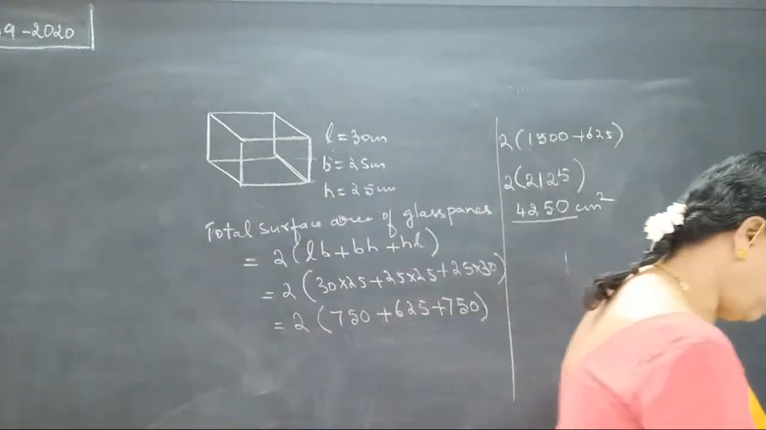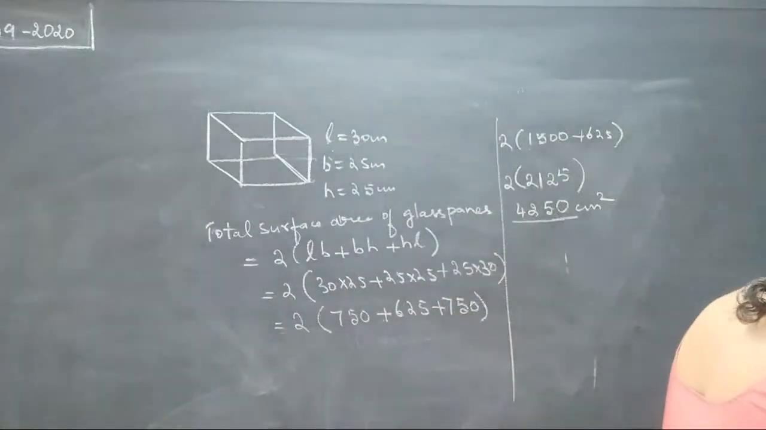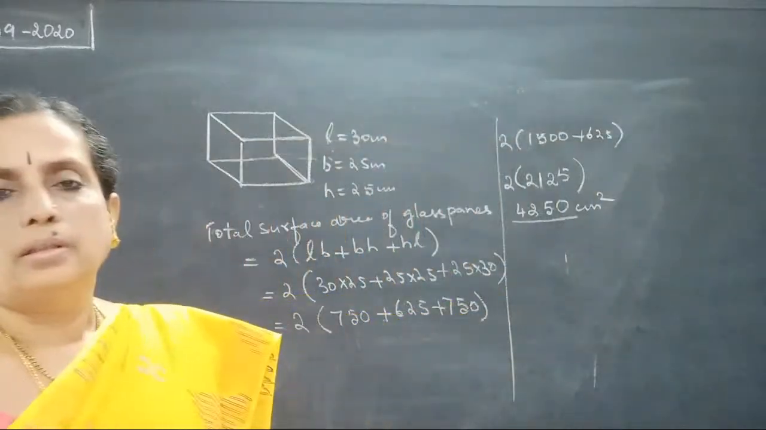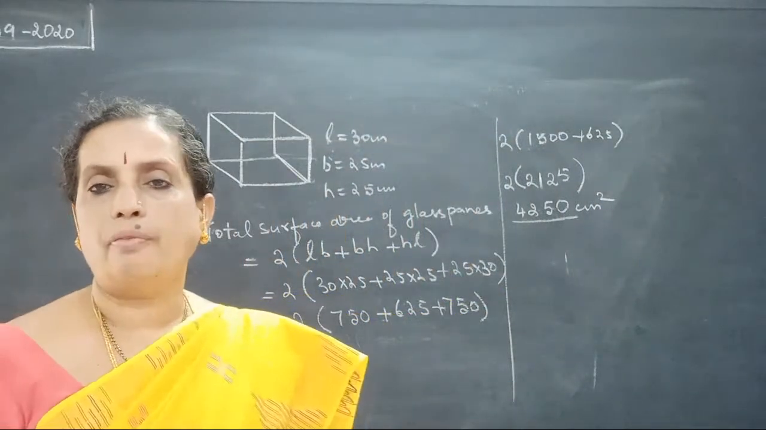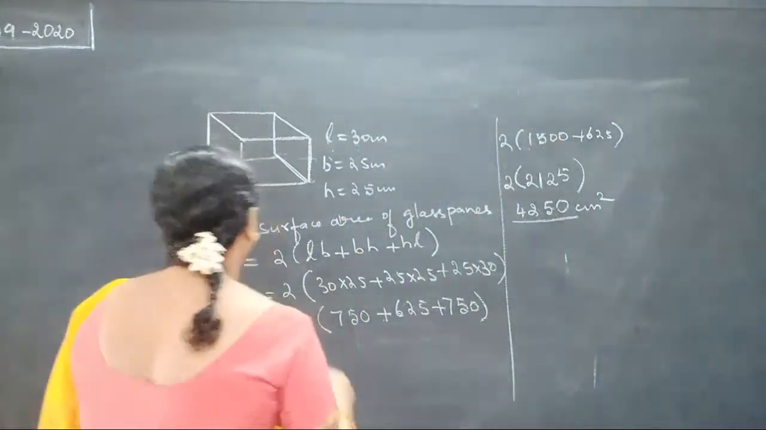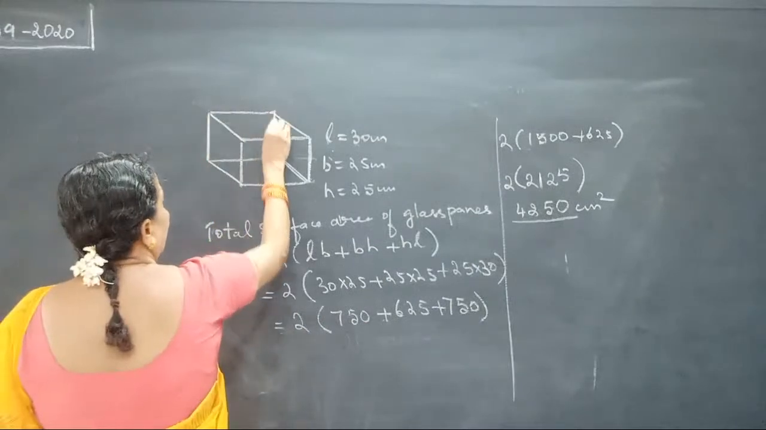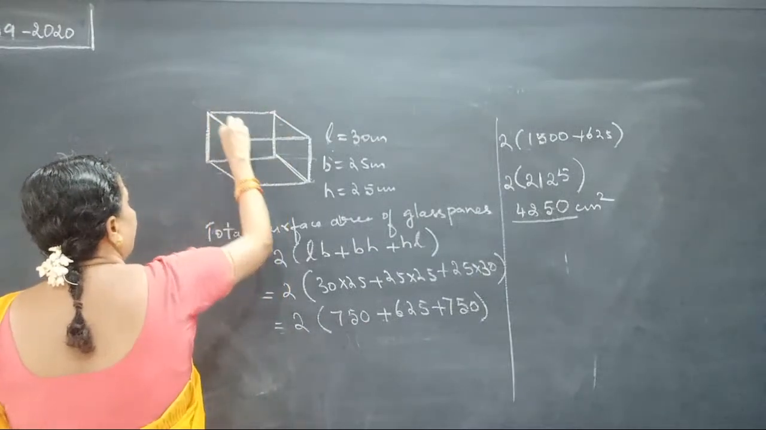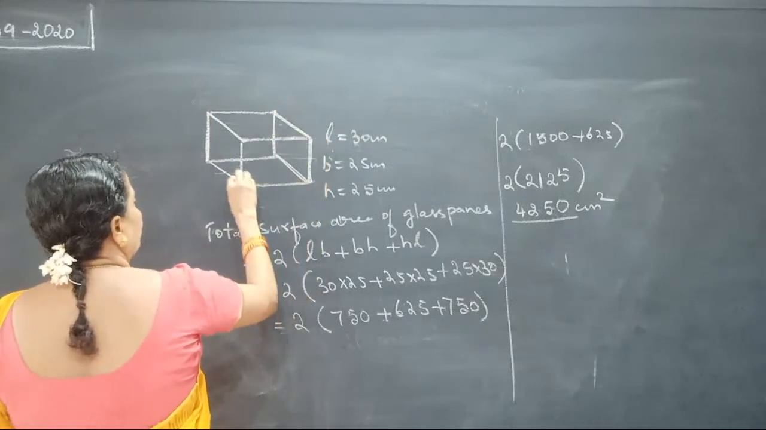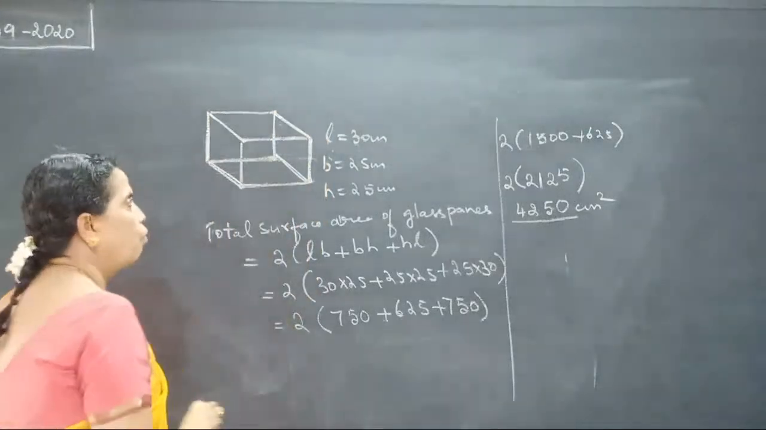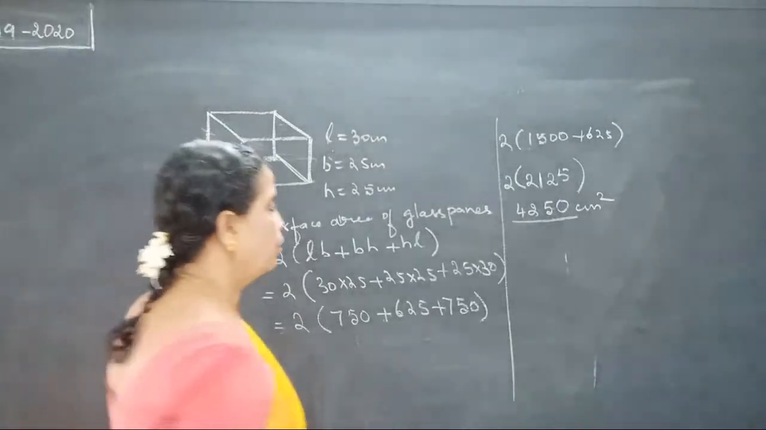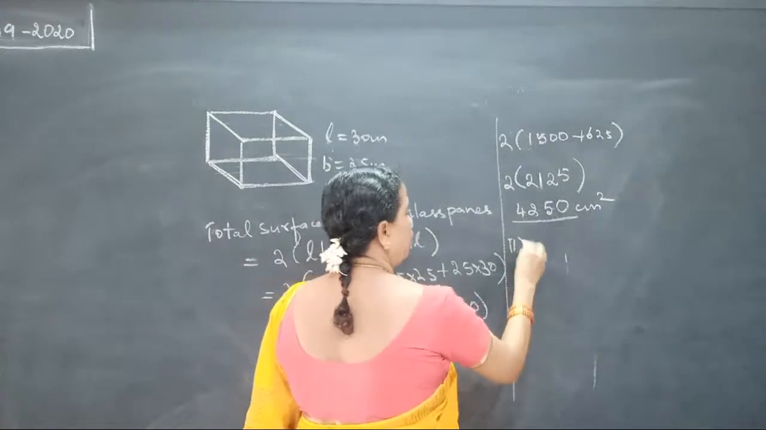Later we have to find the length of all the 12 edges. What is the total length of tape required to bind and hold everything together? From all the 4 sides they are using the tape to bind these glass panes. So totally you have 4 lengths, 4 breadths and 4 heights. So the second part of the problem.